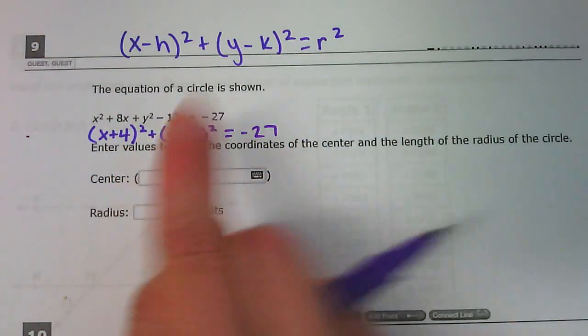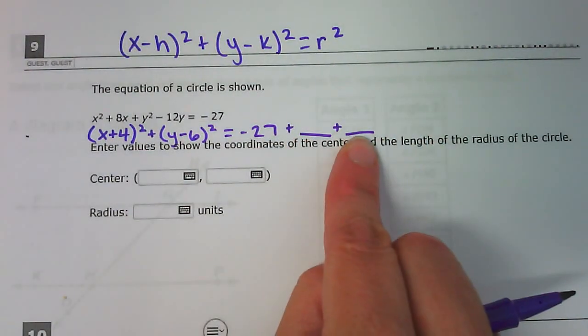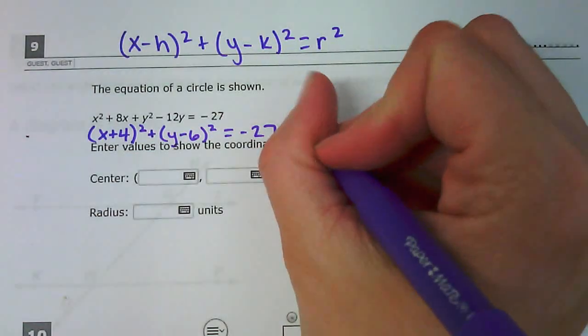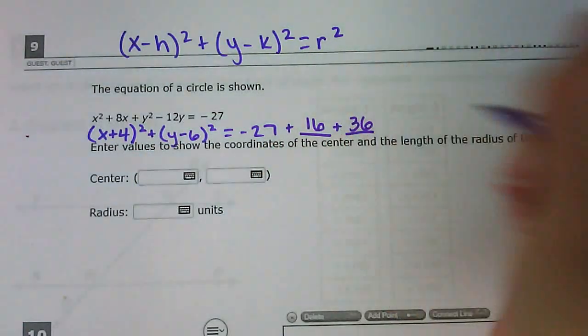Now, in order to balance our equation, we have to add something to these sides. So we take this number and we square it. So 4 squared is 16, and negative 6 squared is 36.